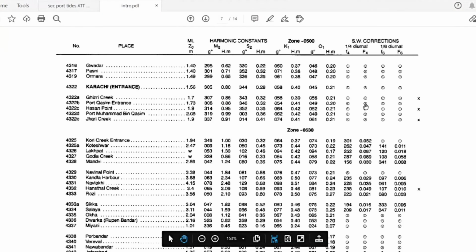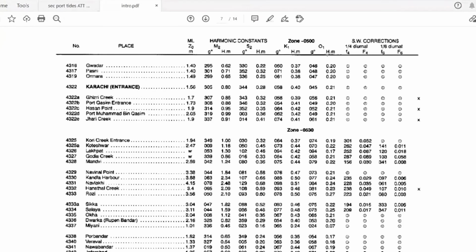Okay, so try and understand this. K1 and O1 deal with the gravity part: the gravitational attraction of the moon and sun and how they are affecting the tide. One is semi-diurnal, where there are two high waters and two low waters. The other is diurnal, in which there is only one high water and one low water. So both components are taken into account.